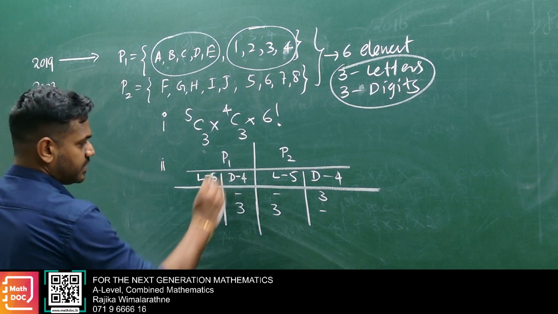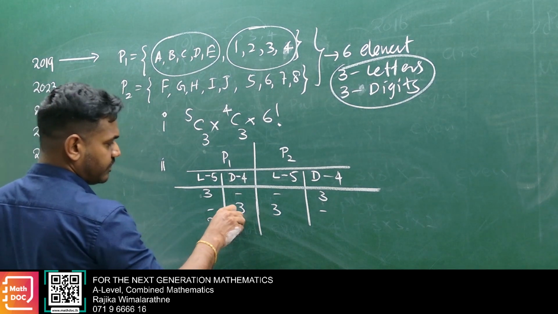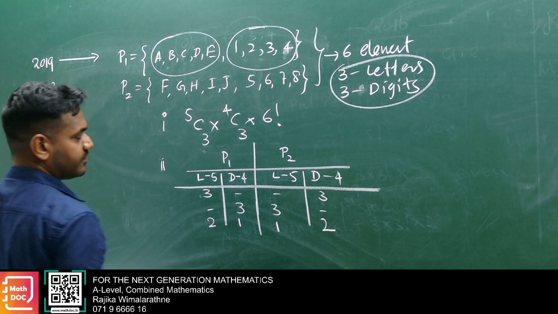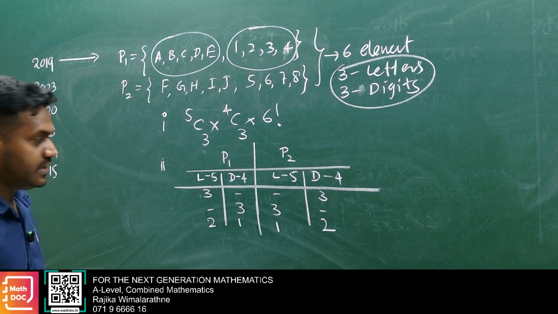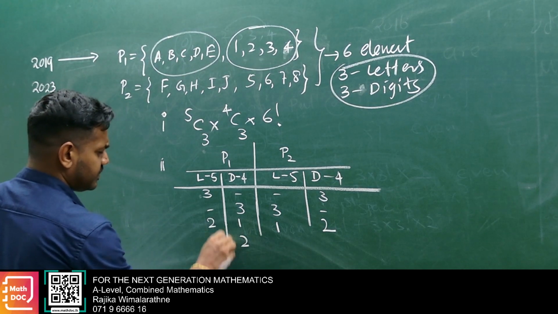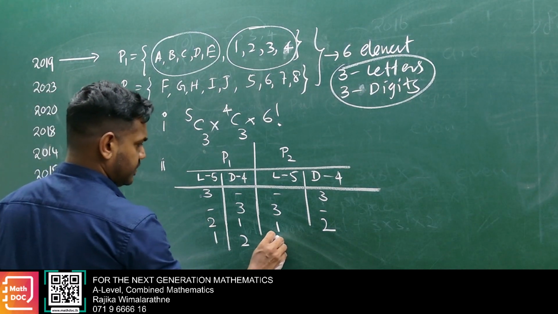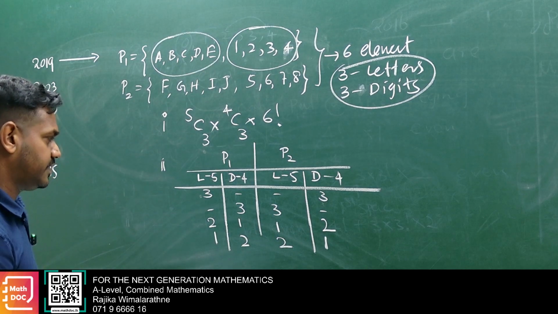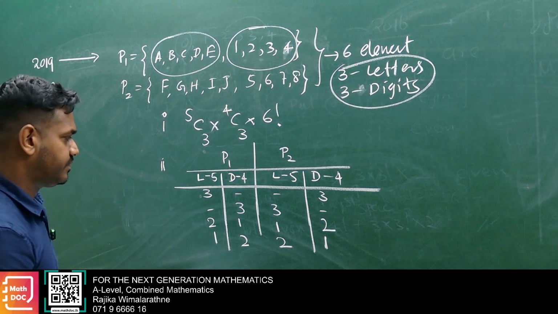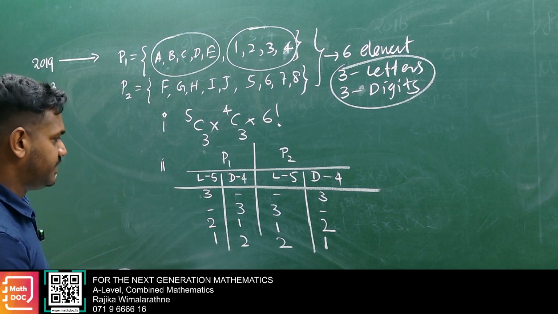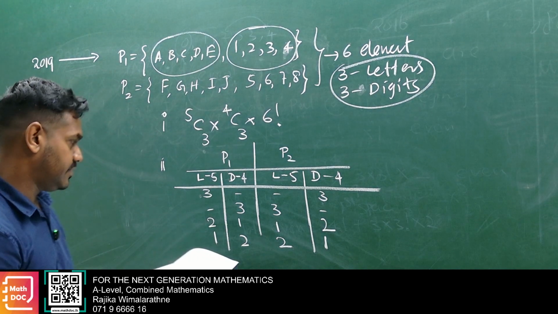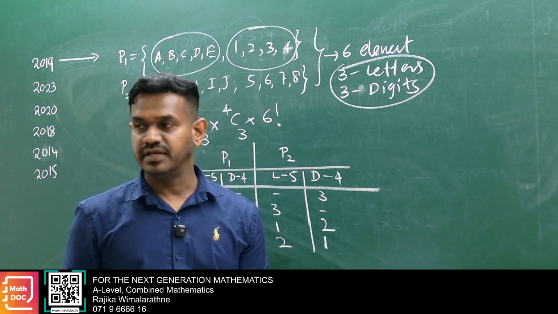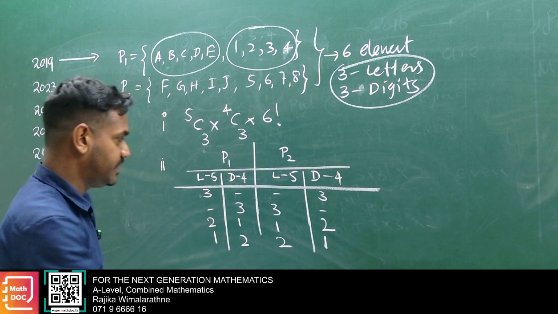Okay. Then 2 letters, 1 digit; 1 letter, 2 digits. Then 2 digits, 1 letter; 2 letters, 1 digit. Do we have another combination? No, because from P1 we need to select 3, no? From P1 need to select 3, from P2 need to select 3 again. Then no other combination.